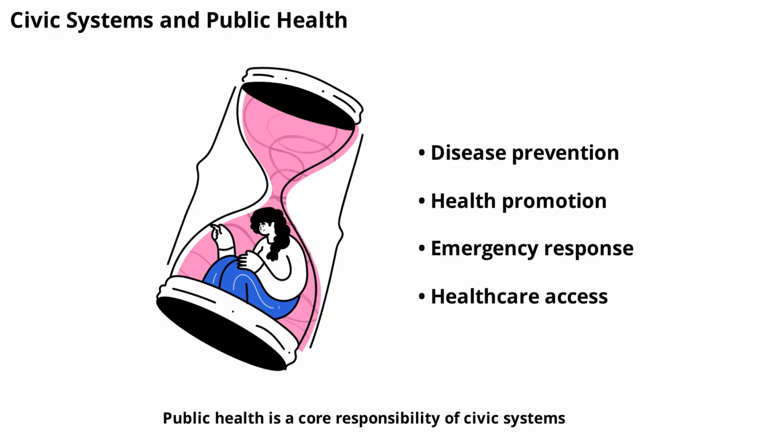Public health is a core responsibility of civic systems. Governments and public agencies work together to prevent disease, promote healthy lifestyles, and respond to health emergencies. Public health policies, vaccination programs, and access to healthcare services are all managed within the civic system. Effective public health systems protect communities, reduce disparities, and improve quality of life. By investing in public health, civic systems help ensure the well-being of all citizens.